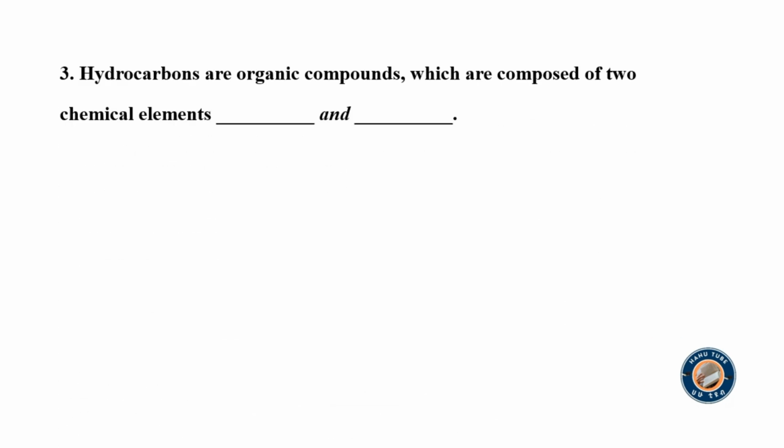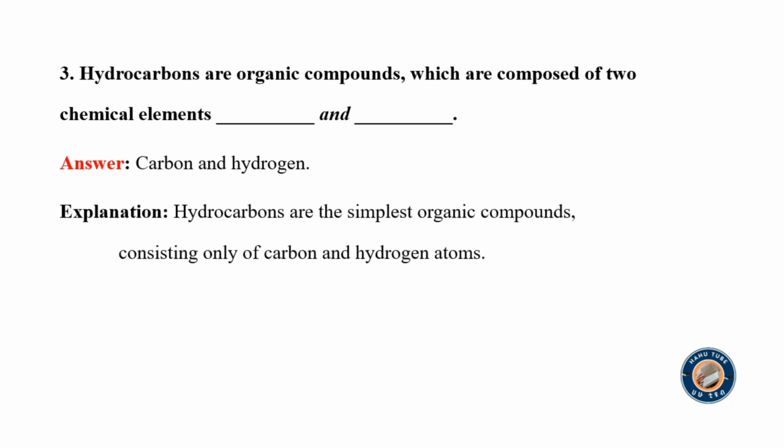Question number 3. Hydrocarbons are organic compounds which are composed of two chemical elements, dash and dash. The answer is carbon and hydrogen. Hydrocarbons are the simplest organic compounds consisting only of carbon and hydrogen atoms.